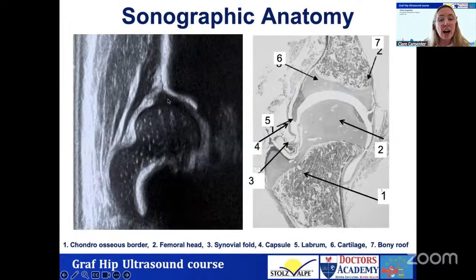You then have your hyaline cartilage roof, which is black, as we said earlier, because of the fluid within it. And then we go to our bony roof of the acetabulum. So again, if we come over to the histological slide, we have our chondro-osseous border, we have our femoral head, we have our synovial fold, we have our capsule. This is quite an elongated labrum, but again, we look at the center of the labrum, we come across our hyaline cartilage roof, and then this is our bony roof.